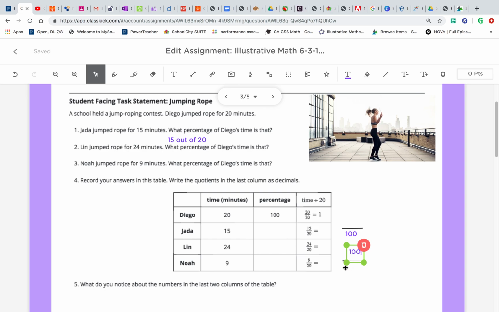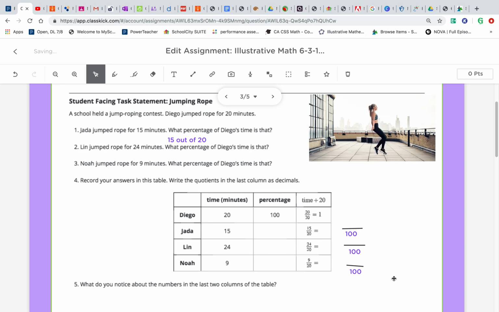Move this one down a little bit. Whoops. Okay. All right, a little bit better. So it's going to be out of 100, so we're going to put 100 here. All right. Not the straightest. There we go. Out of 100.